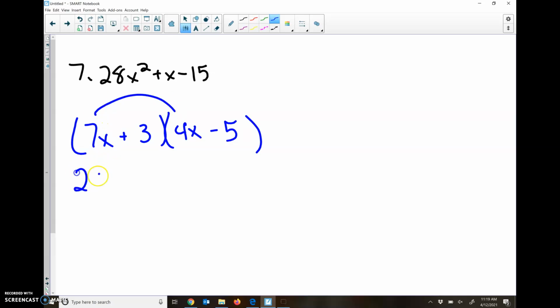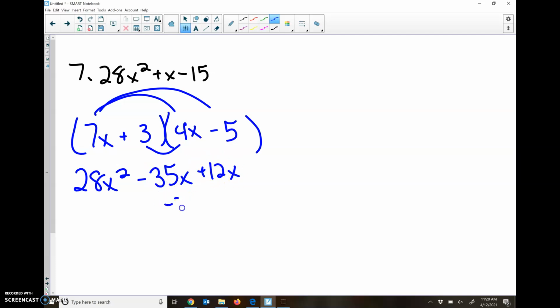So that gives me my 28x squared. That gives me negative 35x, so that's probably not looking good. And then that only gives me a positive 12x. So when I combine negative 35 and positive 12, that gives me a negative 23x, not the 1x that I'm looking for. And then minus 15. And remember, it could be something just as simple as you had the right numbers, but you put them in the wrong order.